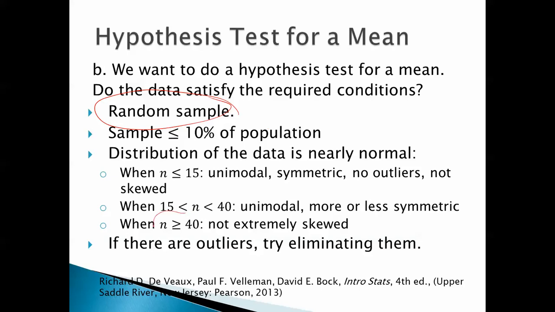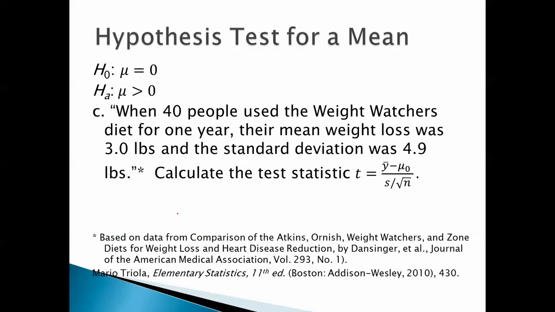As long as n is greater than or equal to 40, it's not extremely skewed. If there are outliers, we eliminate those. You bet. Okay, although you don't have to, but you might want to try that. You don't have to eliminate the outliers, but you might want to try. Okay. Null and alternative hypotheses.